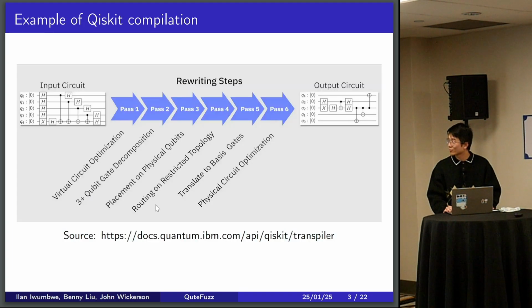We have a nice diagram here showing just how a quantum compiler works. On the left, you can see a pretty complicated circuit. We put it through some passes, and out comes a nice circuit that's a bit simpler.